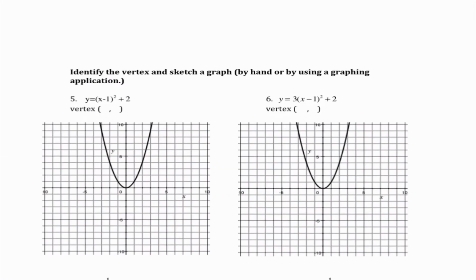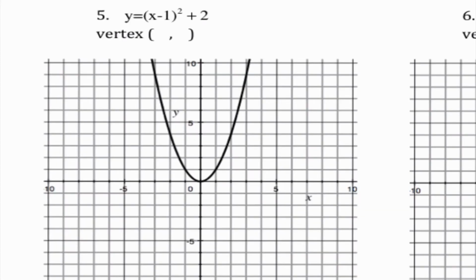So now we're going to identify the vertex first and then sketch the graph. And I'm actually going to do it by hand. It's okay that we're not going to be exactly sure how I'm getting this info yet, because we're going to talk about that later. So y equals (x minus 1) squared plus 2. We learned that my vertex comes from the h and the k values. So my vertex is (1, 2). So I'm going to go ahead and plot a point at (1, 2).